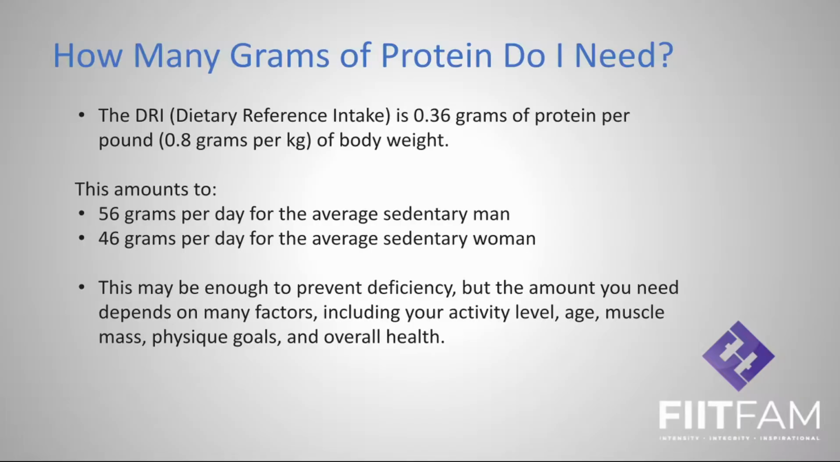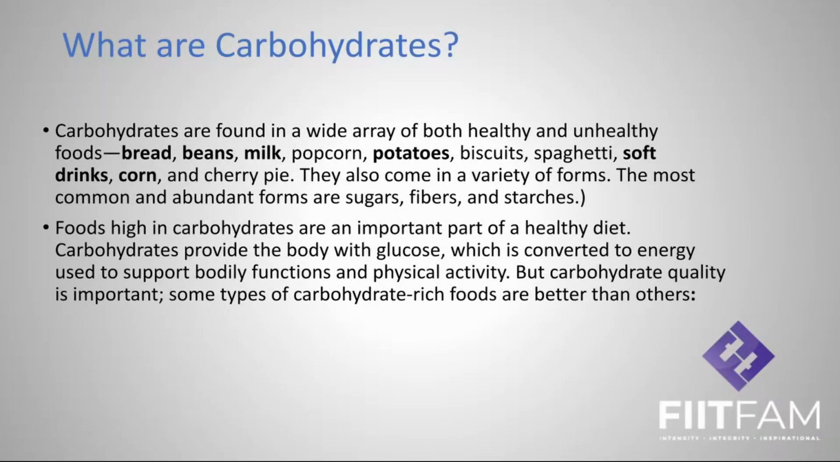What are carbohydrates? Carbohydrates are found in a wide array of both healthy and unhealthy foods: bread, beans, milk, popcorn, potatoes, biscuits, spaghetti, soft corn drinks, and cherry pie. They also come in a variety of forms. The most common and abundant forms are sugars, fibres, and starches. Foods high in carbohydrates are an important part of a healthy diet. Carbohydrates provide the body with glucose, which is converted to energy used to support bodily functions and physical activity.